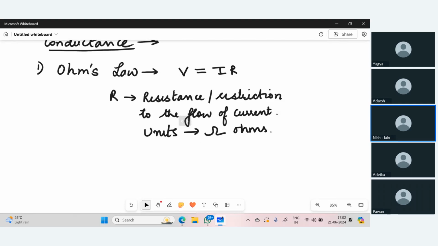Now, second thing, on what factors does R depend? Do you know on which factor the value of resistance depends? R is directly proportional to the length of the conductor and inversely proportional to the area of cross section.